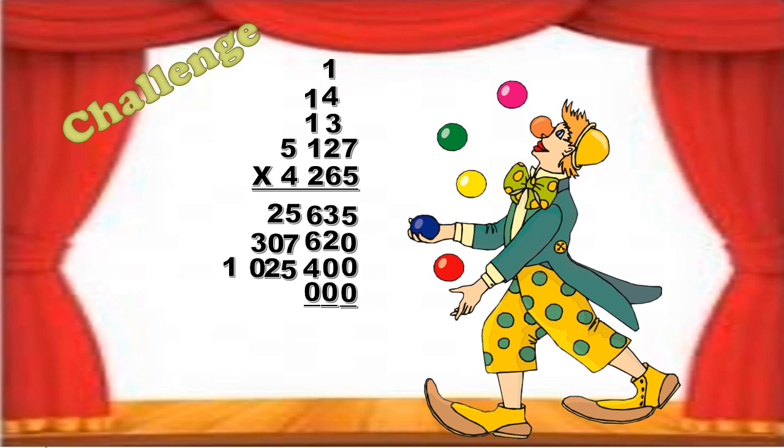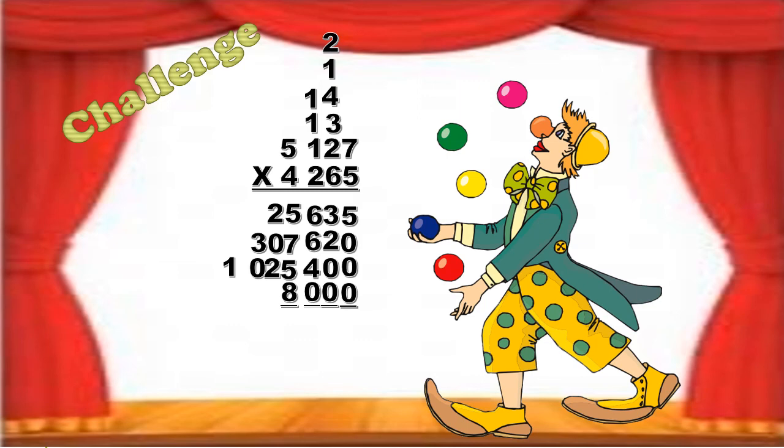We now multiply by 4. 4 times 7 equals 28. Regroup 28 as 8,000s and 2 tens. Place your 8,000s under your thousands column. Carry your 2 tens above your tens column.